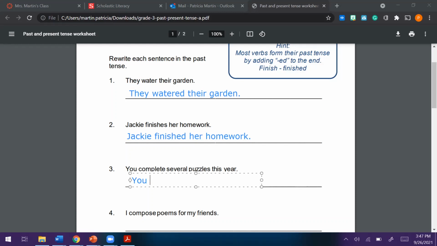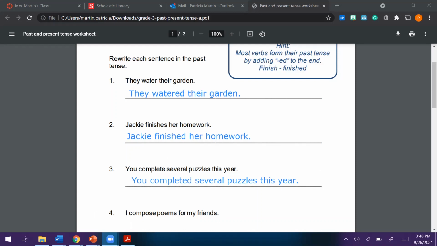And we are going to come back together now that you have paused and figured out the verb of the sentence and also figured out how to make it the past tense version. So you complete several puzzles this year. Well, what are you doing here? You're completing. So complete would be your verb. How would we make this past tense? You completed several puzzles this year. That definitely puts it in the past tense version of the word. And this is something that's happened previously. Great job. All right.